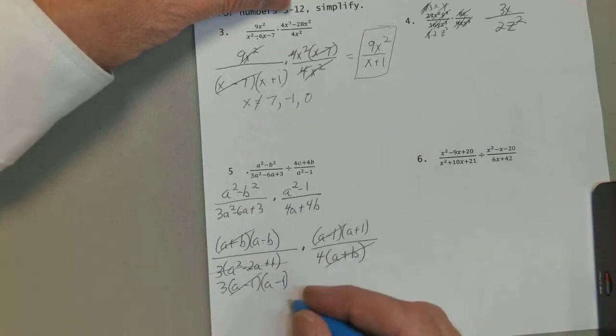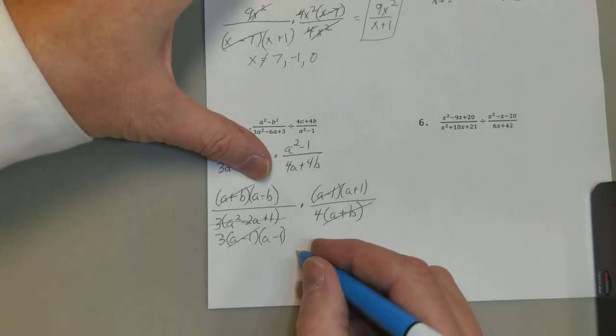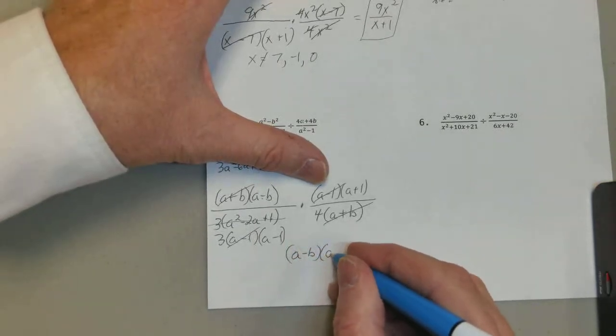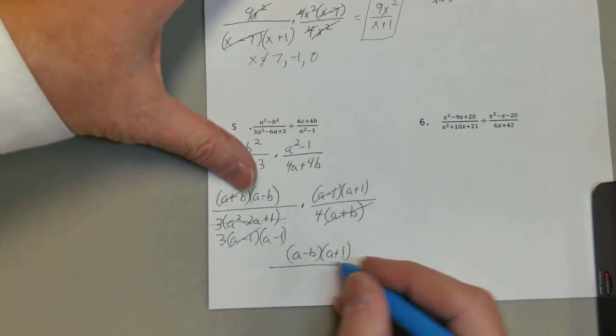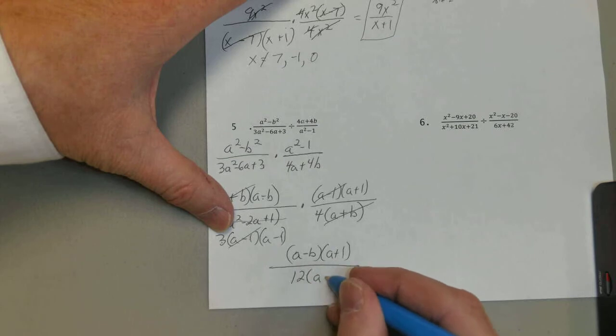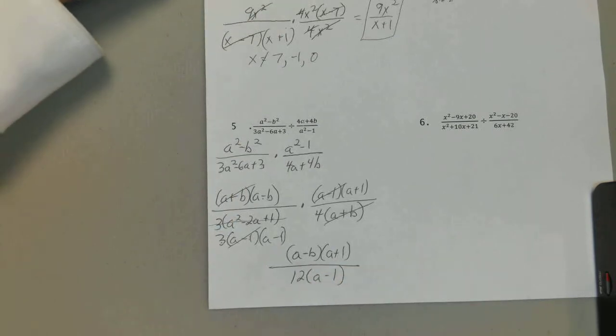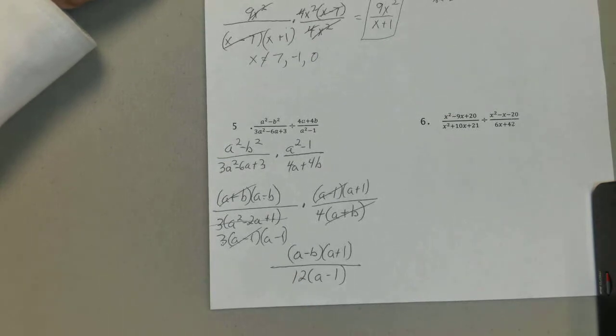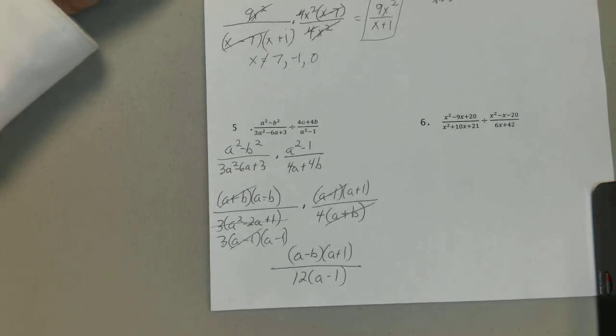I think that's it. So my final answer, I'm going to write the a minus b times a plus 1 over, I got 3 times 4, which is 12, times a minus 1. And I'm just going to leave it factored. I will multiply the 3 times 4 together, though. All right.